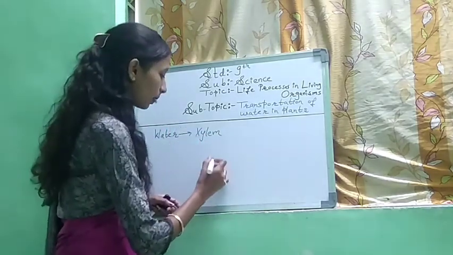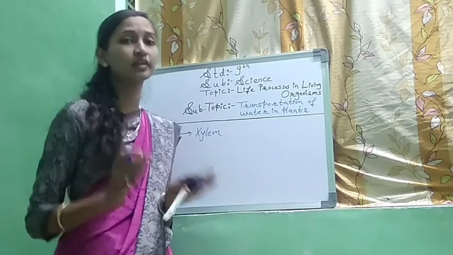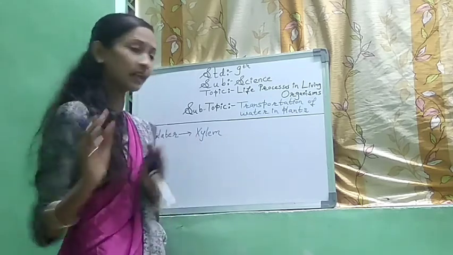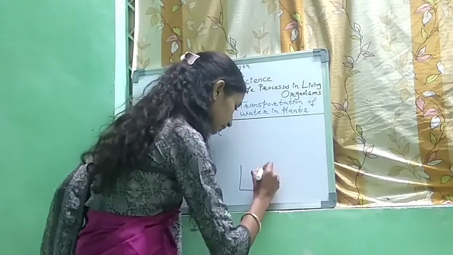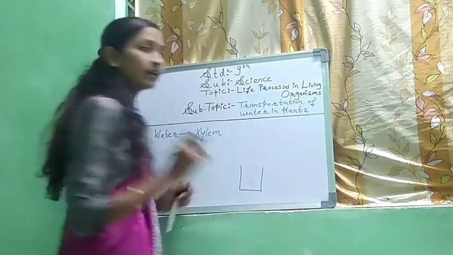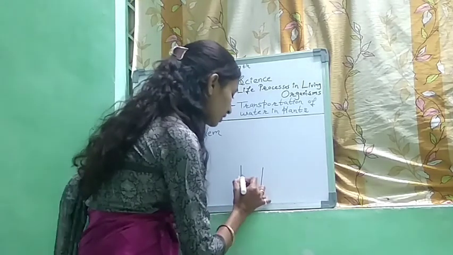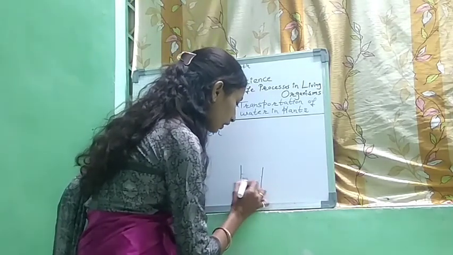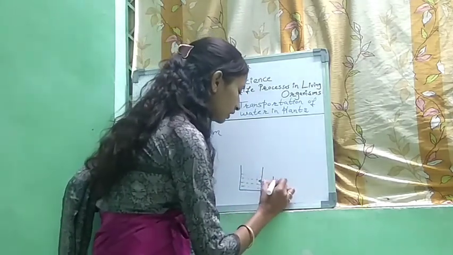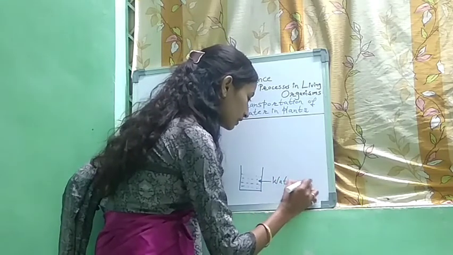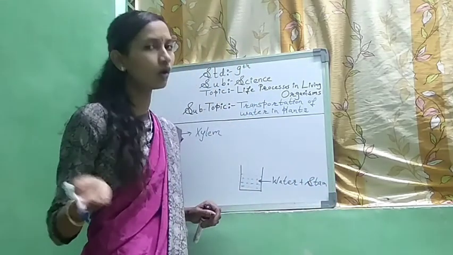So as we know that water will be absorbed by the roots, for that we will do an activity. I am explaining to you. You have to take a glass beaker and a plant which has roots intact to it. This beaker will contain water plus stain. This stain can be safranin or eosin.